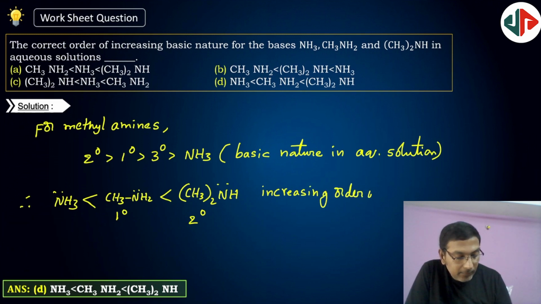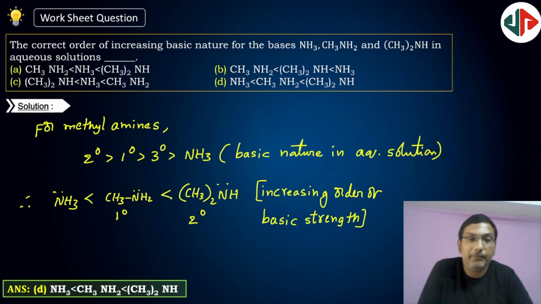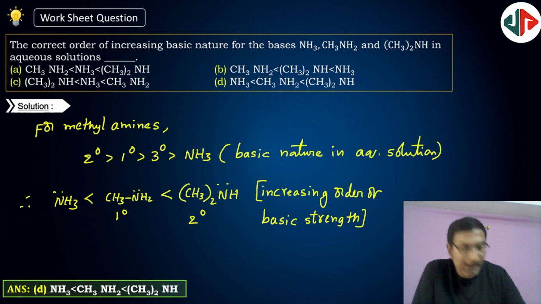Very important: ethylamines and methylamines, both are important in aqueous solution. Secondary, primary; tertiary is not given here. Next, ammonia. Therefore, option D. Next.